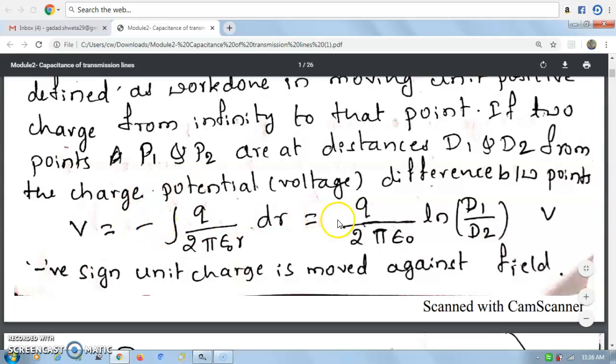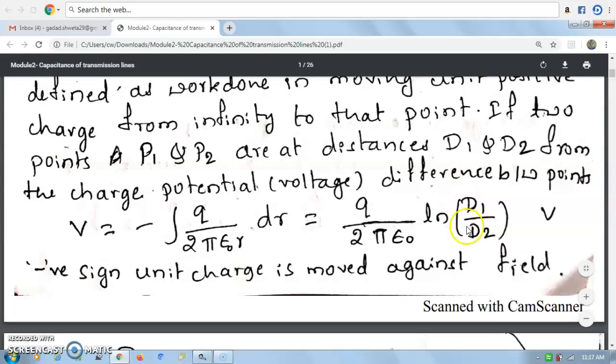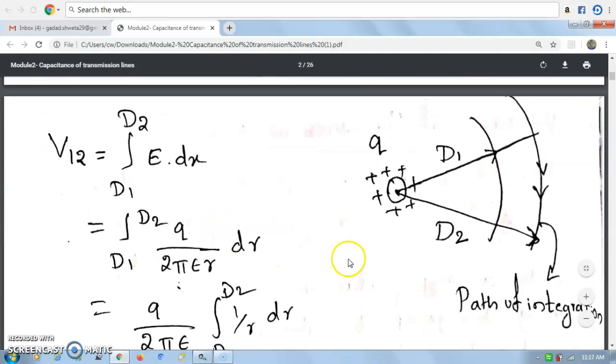Here the minus sign is there. Take the minus sign inside, you will get d1 by d2, giving Q divided by 2 pi epsilon naught, from d1 to d2. Put the limits d2 divided by d1 here, but the minus sign is here, take it inside. Minus means take the reverse order, that is d1 by d2. So this is also the same and this is also the same. Now change here: d2 by d1 with minus becomes d1 by d2. The negative sign indicates that the unit charge is moved against the field.